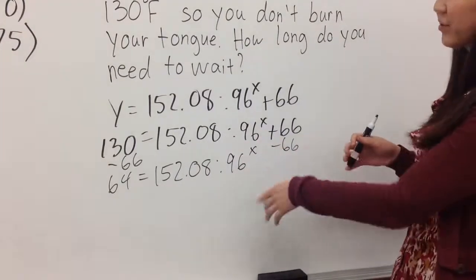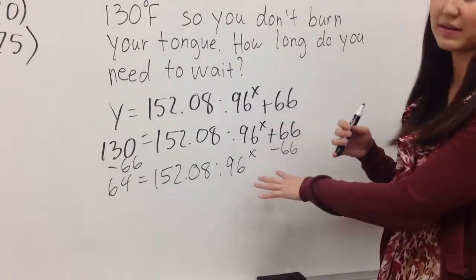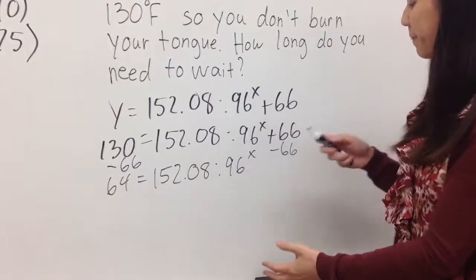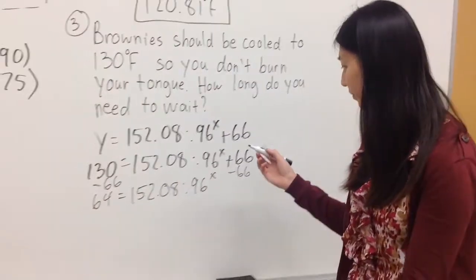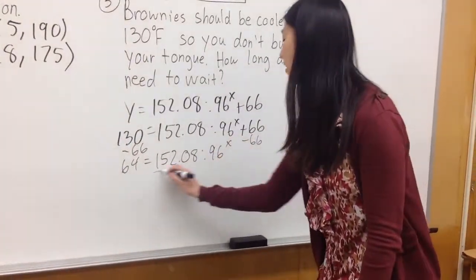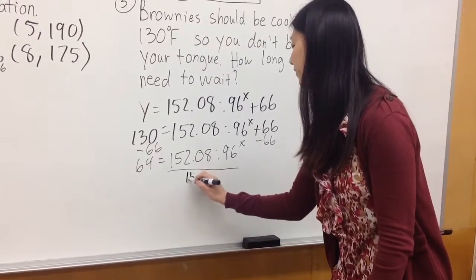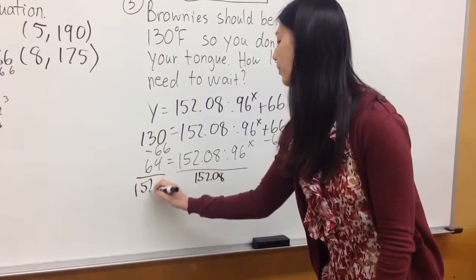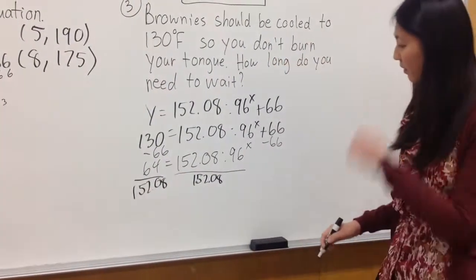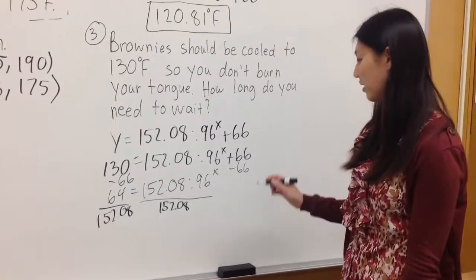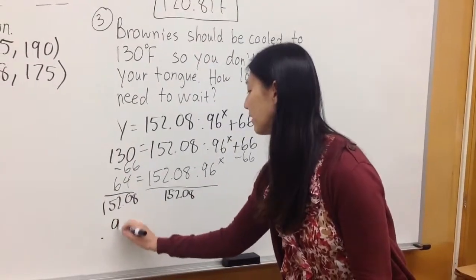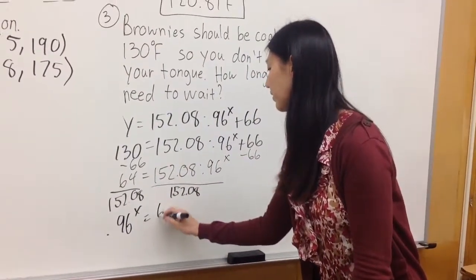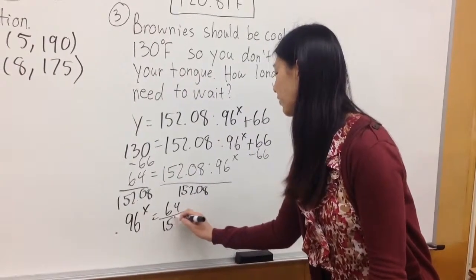The goal really, whenever you solve, you need to get the variable by itself. So I still need to get rid of this 152.08 somehow. So I'm going to do that by dividing. I'm going to go ahead and divide both sides by 152.08. And so now I have 0.96 to the x power. I'm just flipping it around here. And that's going to equal 64 over 152.08.